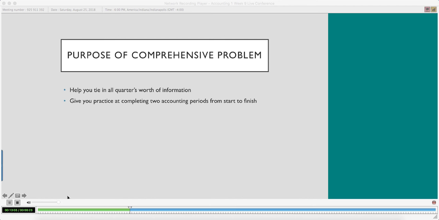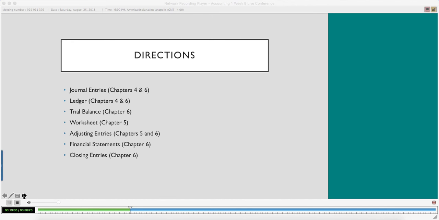Okay, so let's keep going. So the directions, it's nothing that we haven't done before. So we're going to start with the journal entries. Again, nothing new. Everything has to go to the ledger, then the trial balance. You will have the 10-column worksheet, the adjusting entries, financial statements, the closing entries, and the post-closing trial balance. So it is nothing out of the ordinary. That is the good thing for April's comprehensive.